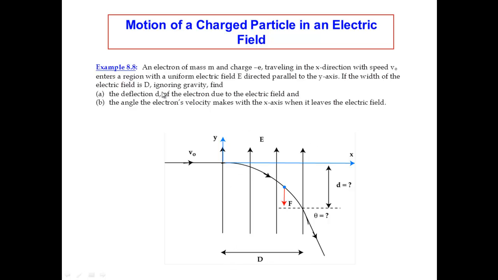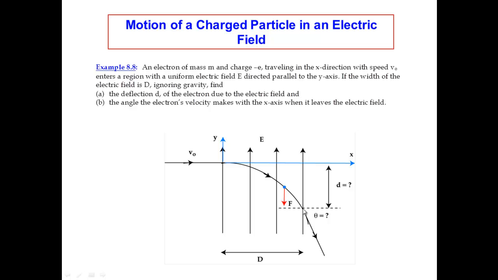So ignoring gravity, we want to use our knowledge of kinematics to find the deflection of the electron due to the electric field. And the deflection is the downward deflection that the electron will experience from the time it enters the electric field at the origin until it gets to the end of the electric field region at a coordinate x equals capital D. And so it will be right here on the sketch.